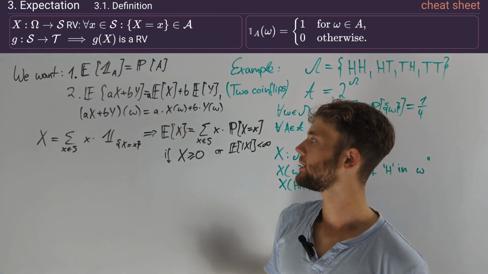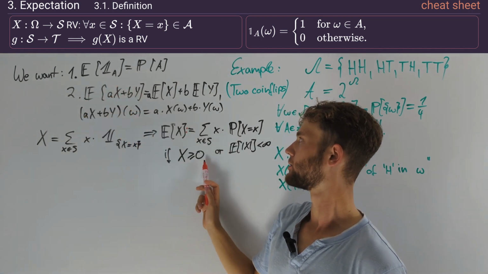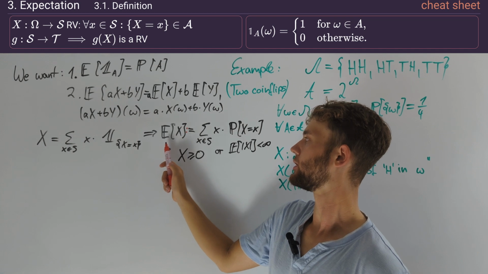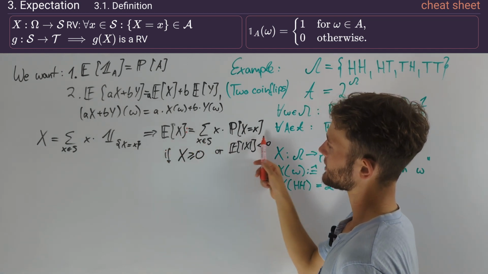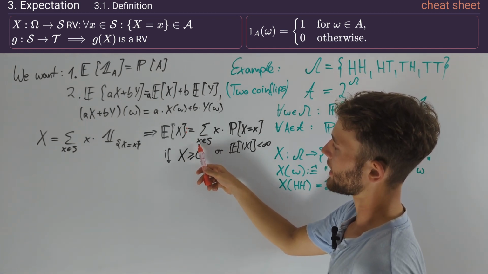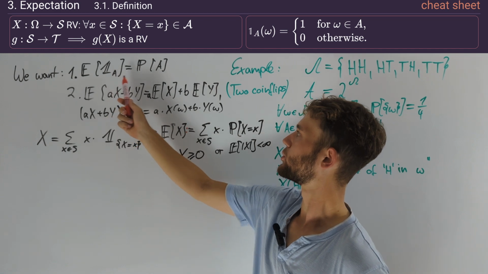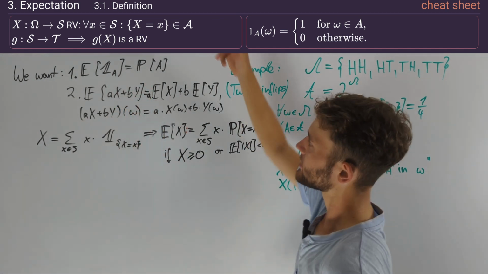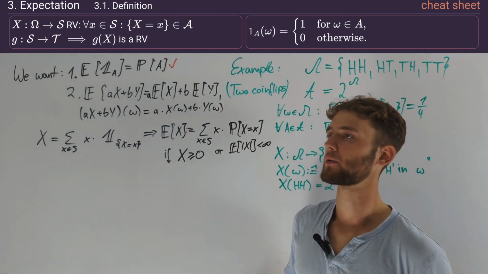Let's see if E indeed satisfies 1 and 2. 1_A is greater than or equal to 0. Therefore, we can just plug in 1_A into this definition for E of X to get that E of 1_A is equal to that sum where we have just one non-zero summand corresponding to x equals 1. So the expectation of 1_A is equal to 1 times the probability that 1_A equals 1, which is nothing but P of A. For 2, we will need some preparation.